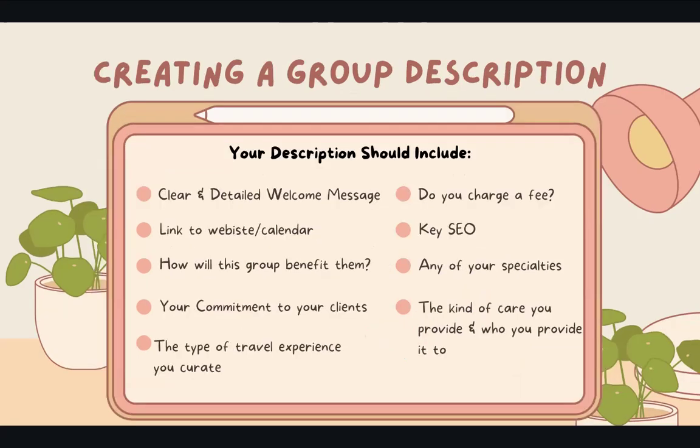So when you're creating your description, it should include a clear and detailed welcome message, a link to your website or calendar. It should also tell anybody who's wanting to join, how will this group benefit them, right? What are they going to gain from this group?